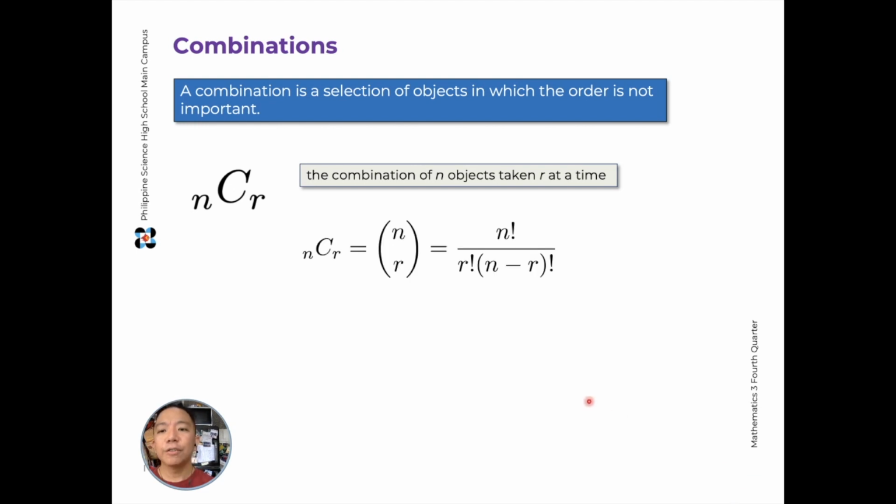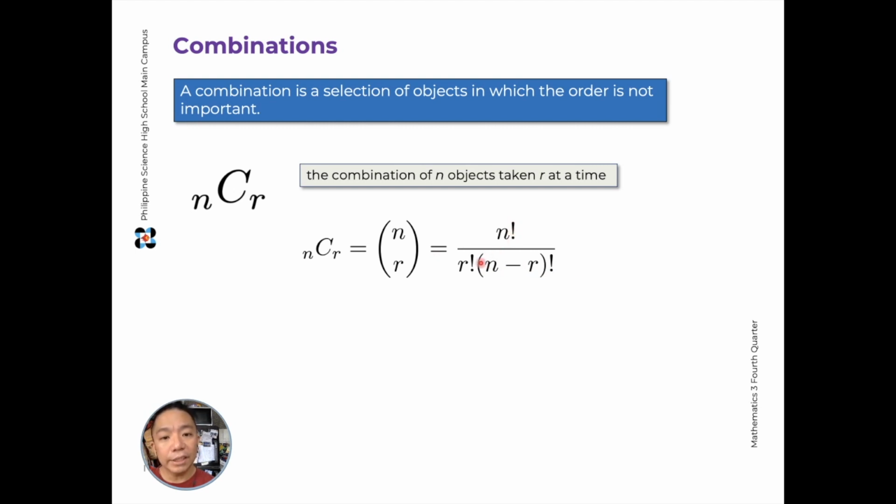Another notation for n choose r or n taken r, which I actually prefer, is itong notation na to. Parang may parenthesis, then may n sa taas, r sa baba, pero hindi siya fraction. Walang fraction bar. Pareho lang yan. And this is equal to n factorial over r factorial times (n minus r) factorial. I-break down natin itong formula na to.